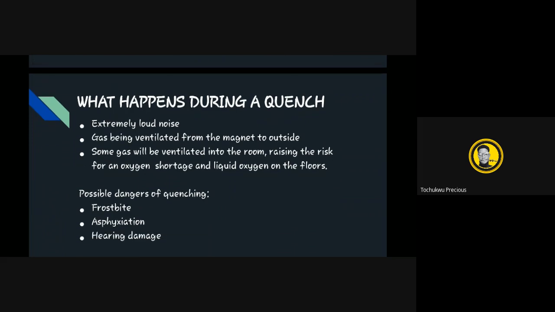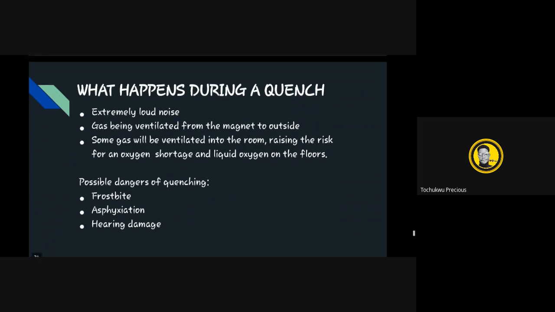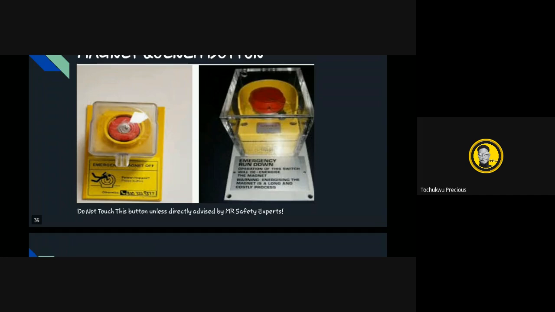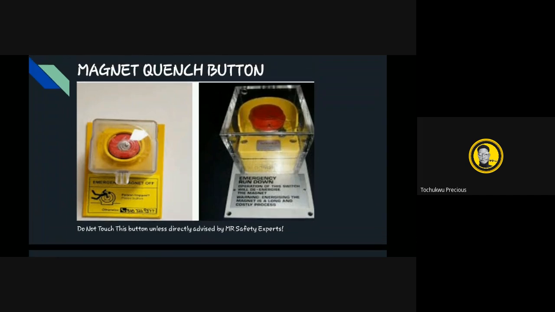So possible dangers of quenching: frostbite, asphyxiation. Asphyxiation just explains when there is not enough oxygen to the patient. So instead of breathing oxygen, the person is breathing helium gas. So when oxygen is no longer available in the body, that's what asphyxiation is. Hearing damage, because the extremely loud noise may cause hearing damage or hearing loss.